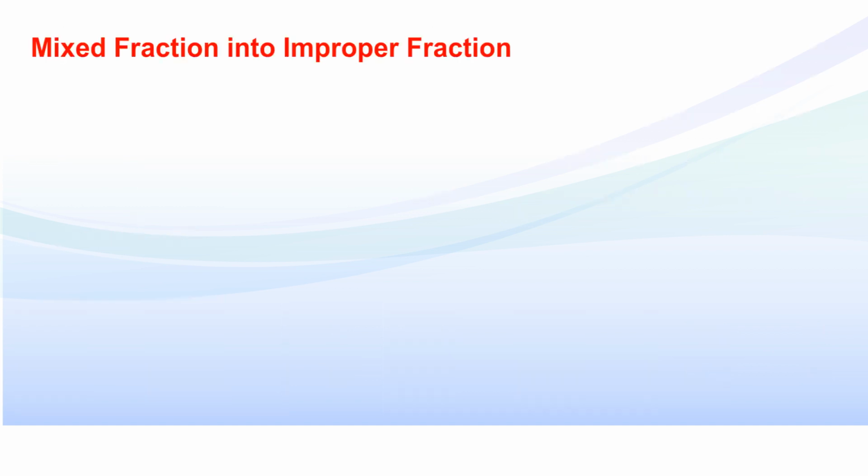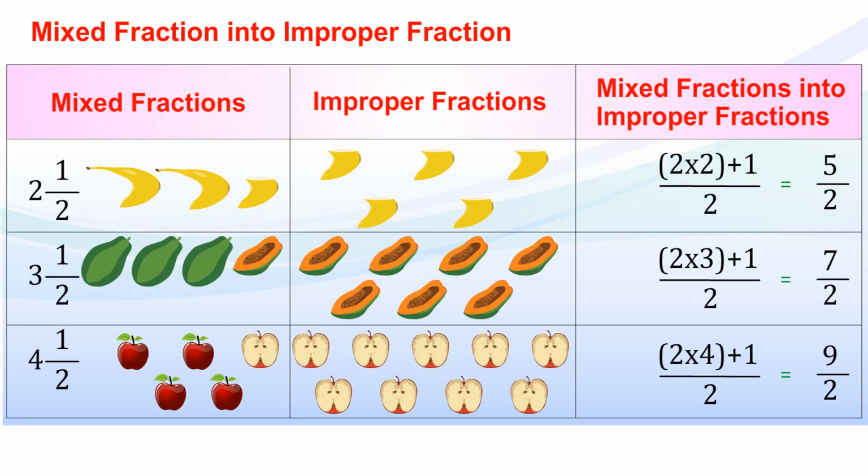Mixed fraction into improper fraction. Mixed fractions 2 1 by 2, 3 1 by 2, 4 1 by 2. Improper fractions. Mixed fractions into improper fractions. 2 into 2 plus 1 by 2 equals 5 by 2. 2 into 3 plus 1 by 2 equals 7 by 2. 2 into 4 plus 1 by 2 equals 9 by 2.